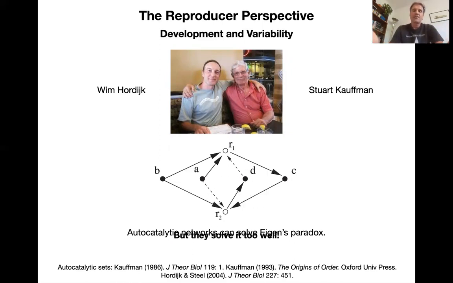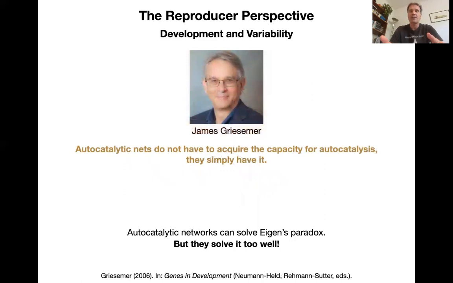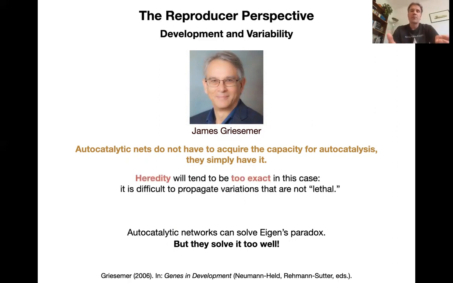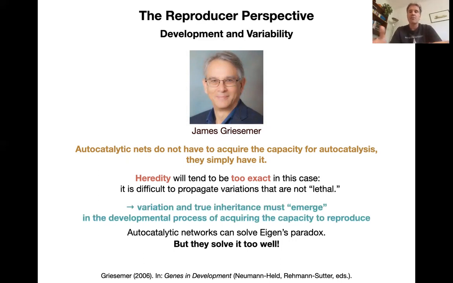But the problem is that they solve Eigen's paradox a little bit too well, okay? Because they don't have to acquire the capacity for autocatalysis. So they don't have to develop. They don't have to acquire the capacity to reproduce. They simply have it. And the problem with that is that it generates too little variability. So heredity will tend, in this case, to be too exact. It is difficult to propagate the variations in autocatalytic systems that are not lethal, that don't break the system, okay? So variation and true inheritance must lie somewhere in between these and naked replicators. They must emerge through some sort of developmental process of acquiring the capacity to reproduce.